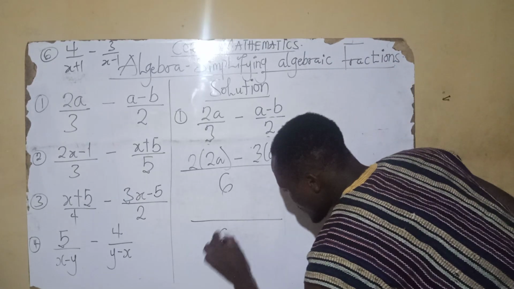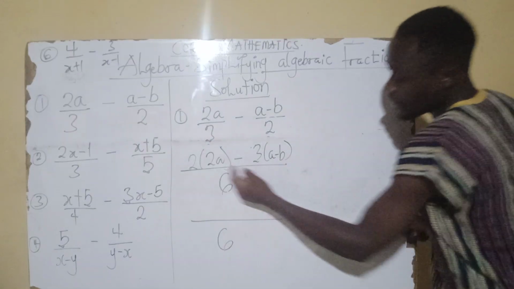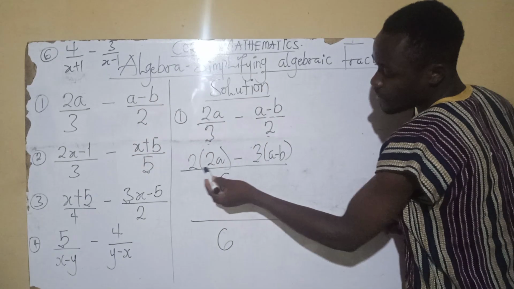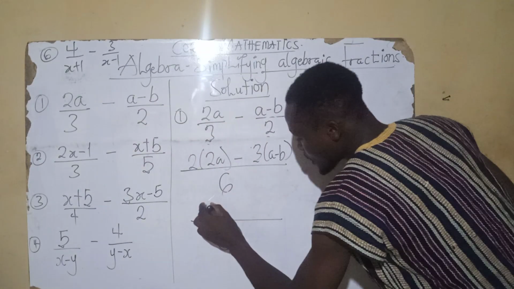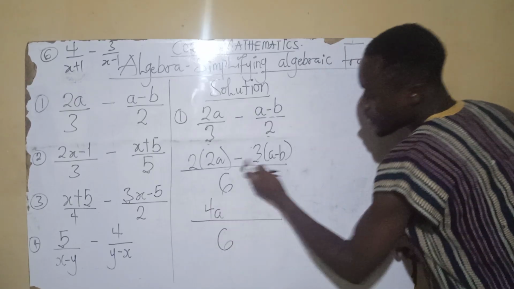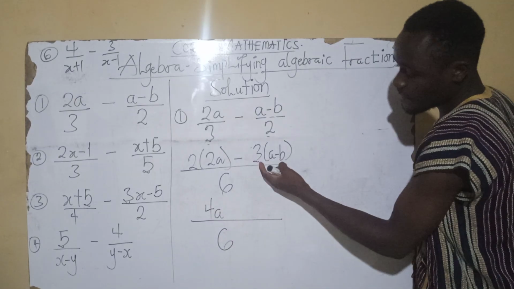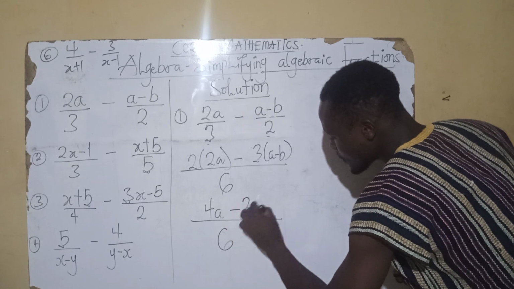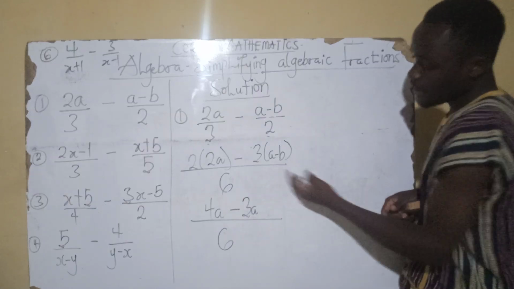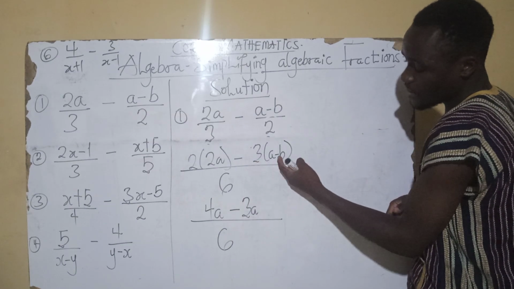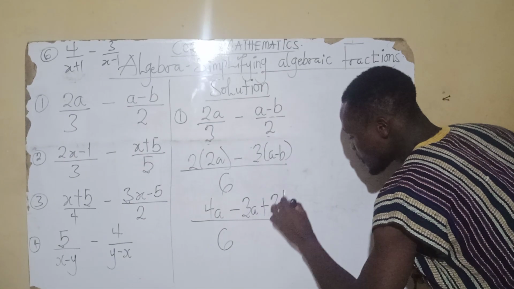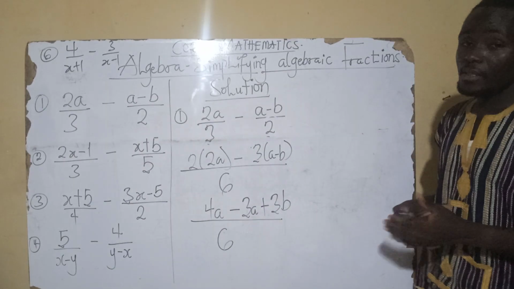My fractional bar will come. I'll write down my 6. Then here I will expand. Okay. So I have 2 multiplying this 2. I'm going to get what? 4a. Then over here I have my negative 3 multiplying everything. So I'm going to get what? Negative 3a. Okay. Then here is negative 3 multiplying negative b. I'm going to get what? Positive 3b. I believe you are following.